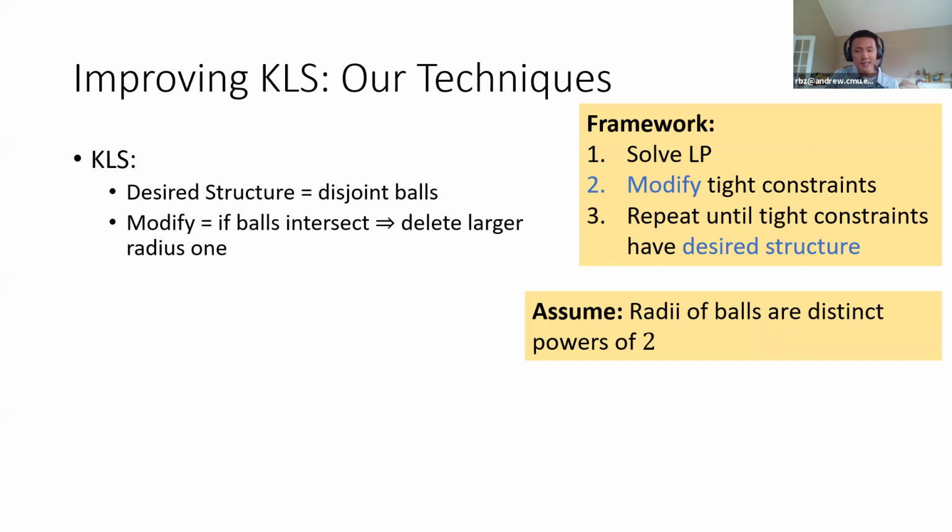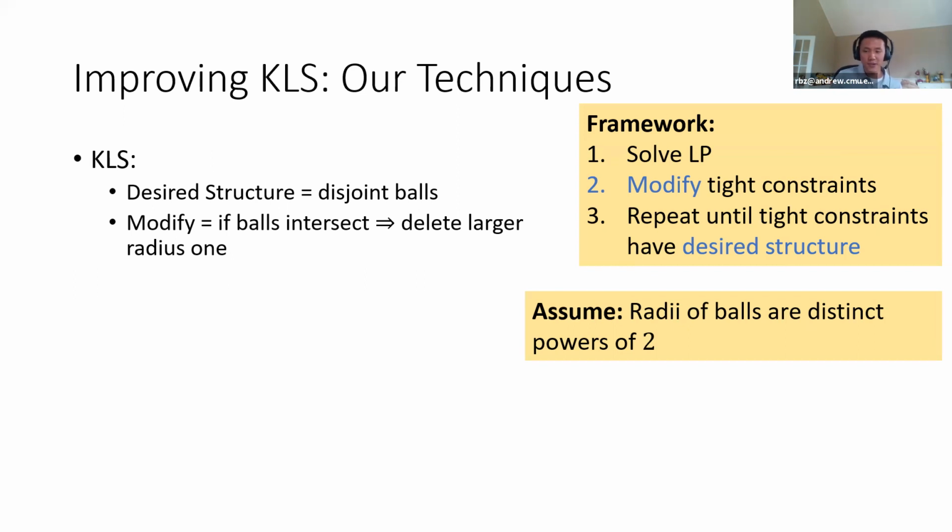So for simplicity in this talk, I'm going to assume that the radii of the balls are distinct powers of 2. So to achieve powers of 2 by itself is not too hard. You can just discretize the radii. But the distinctness is with loss of generality, but it makes our modifications simpler. To remove the assumption, we just have to consider a slightly more complicated modification rule, but I don't want to get into those details here. So we'll just assume they all have distinct radii.